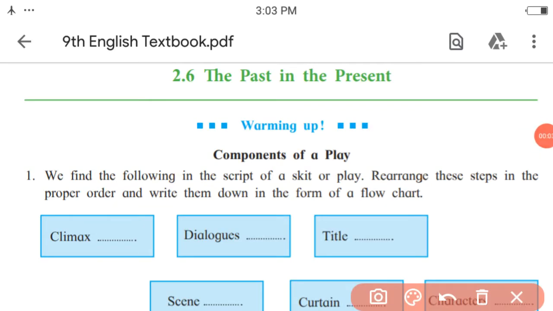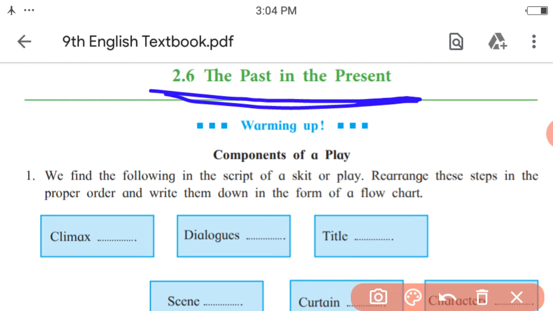Dear scholars, here is our next lesson from the first term syllabus, that is 2.6, the past in the present. What is the past in the present? It is whatever we are doing today, every activity has a reference of past tense. So the title over here is the past in the present. In short, our present is related with past. So how it is related, that we have to learn through this lesson.